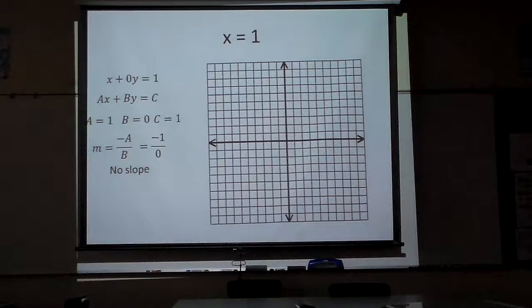It's going to be straight up and down because we're not moving any left or right. And there is no y-intercept, because the y-intercept is c divided by b, but if b is 0, you can't divide by that, so there's no y-intercept. Well, how do I do it? Well, think about it. Where's x equals 1 at? Right there.